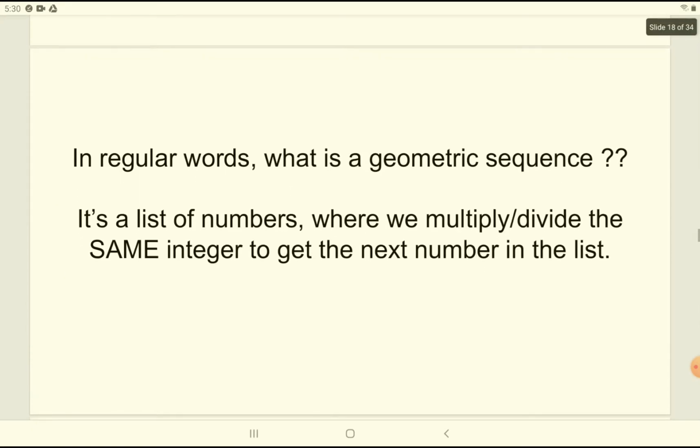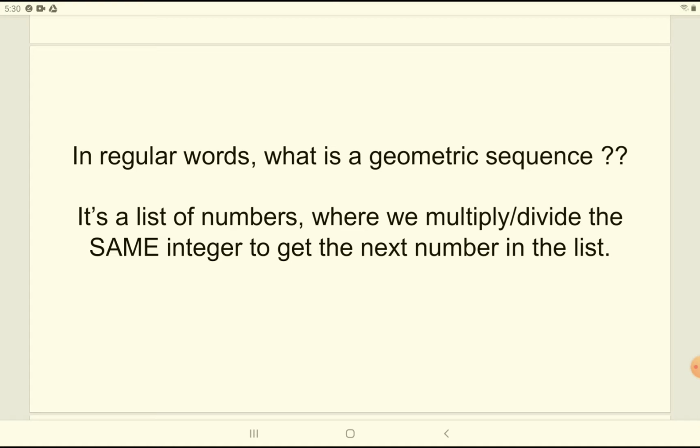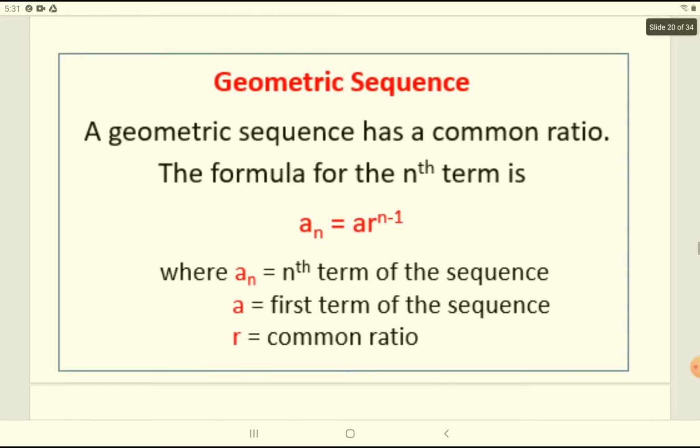Okay? So in regular words, what is a geometric sequence? It's literally just a list of numbers where we either multiply or divide by the same integer, it could be a fraction, to get the next number in the list. Okay, so actually it's not integer. It can be a rational number, so any number that looks like a fraction. So it's just a list of numbers and we're looking for the pattern. That's literally what we're doing.